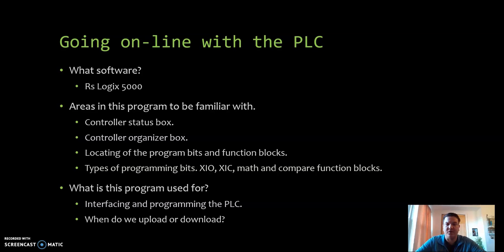That's basically where we have all of our sensors tied to. And then we should also be familiar with, at this point, where we can find the different types of programming bits. So we have our XIO, our XIC, which are our normally open and normally closed contacts. We also have our output energized coil, and then we have our math and compare function blocks in those tabs as well. That would be located right across the top of the PLC program inside of RS Logix, and right above where we would typically see our ladder diagram for our PLC program.